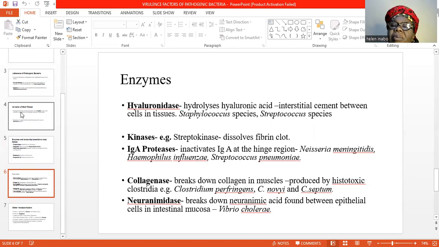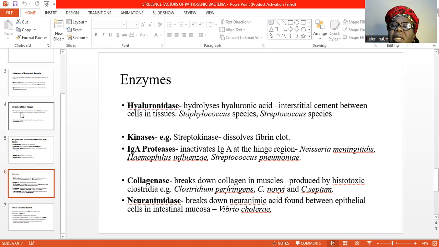You have examples such as streptokinase, which dissolves fibrin clots. And this has been found useful in medicine. It helps to dissolve clots that may be formed in cases of thrombosis and also in stroke patients. And you have IgA proteases.